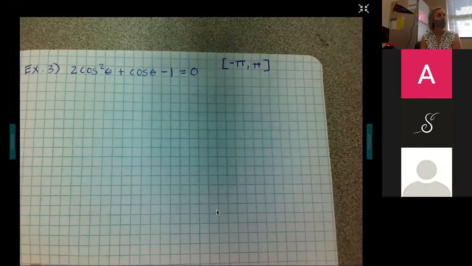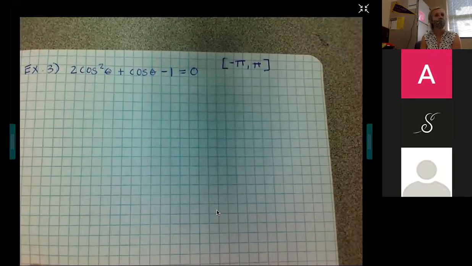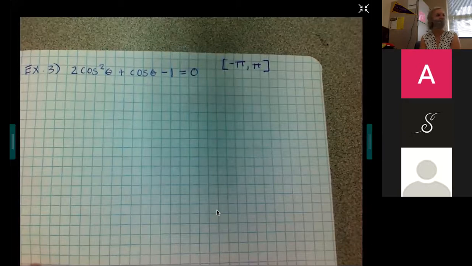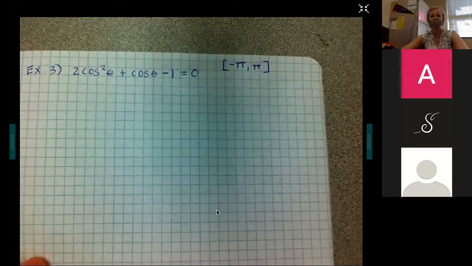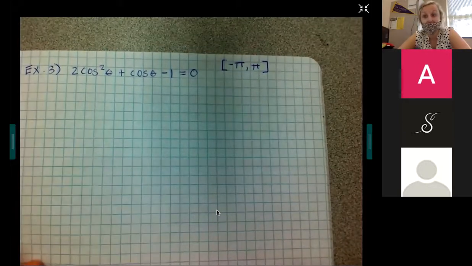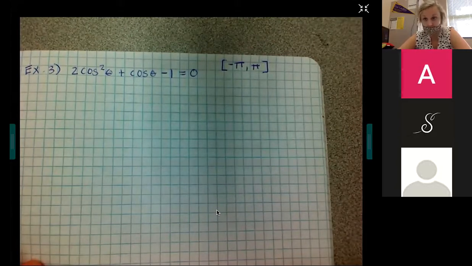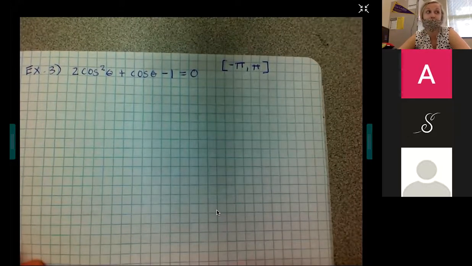I love equations like this because it's a quadratic. Math 2 is one of my favorite classes to teach. How do we solve a quadratic, people at home? What's the fastest way to solve a quadratic? They got to answer. I said people at home. We'll wait.